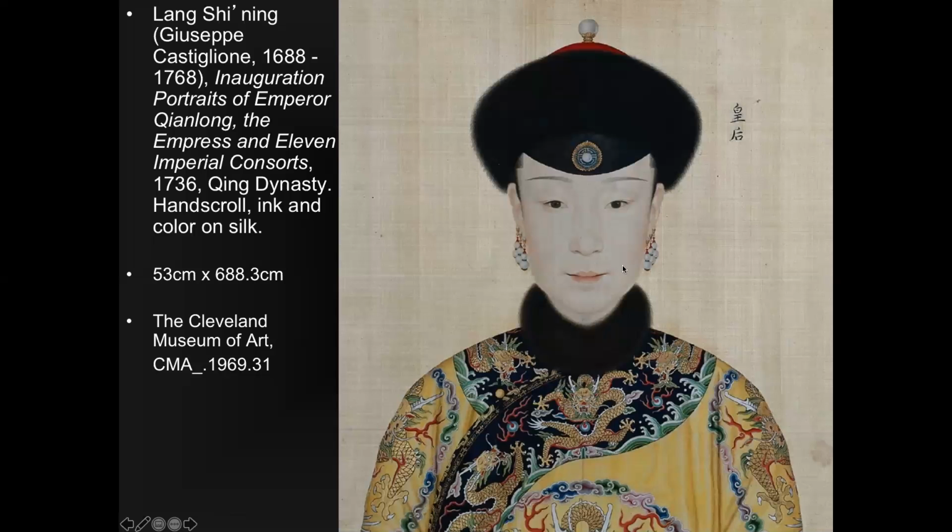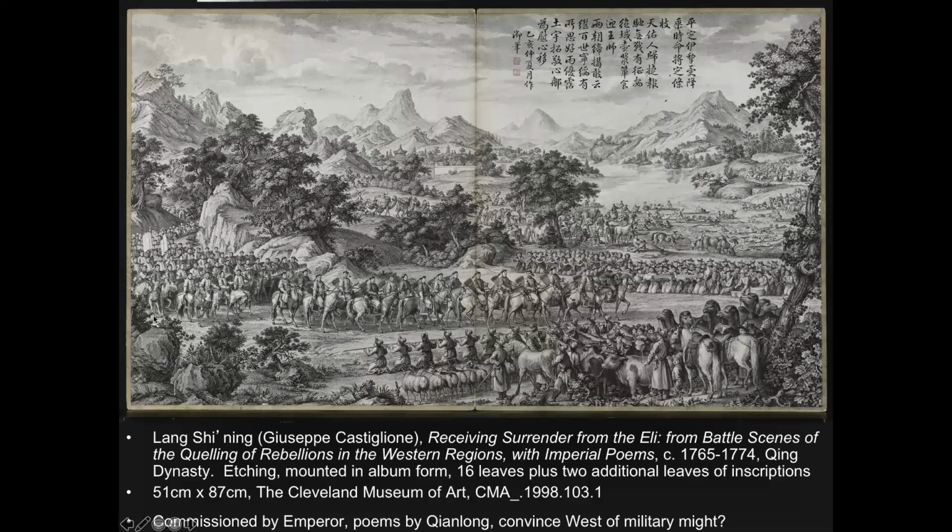So again, you can see some of the same elements here, this mixture of some Chinese styles, line work, certainly medium, but also shading from the West. So this one was probably made or ordered to be made by Castiglione in a way to have a kind of propaganda effect on the West. So it was commissioned by the emperor, and it's based on poems by Qianlong. And it may have been to convince the West of military might.